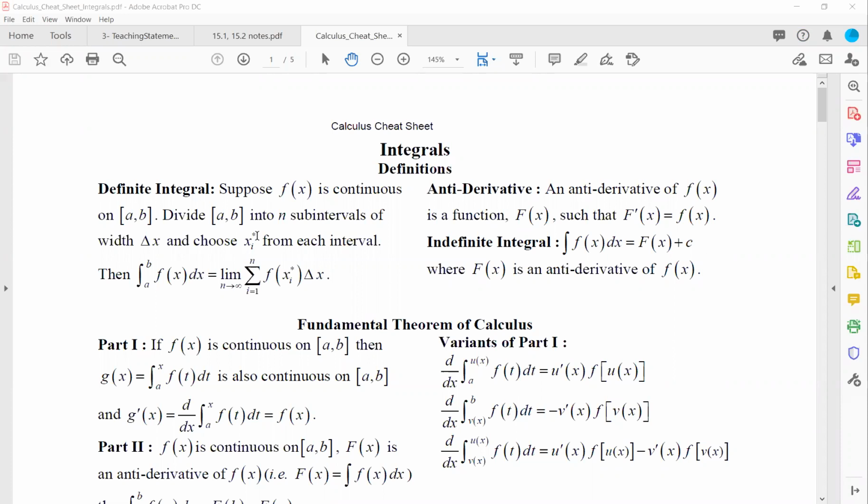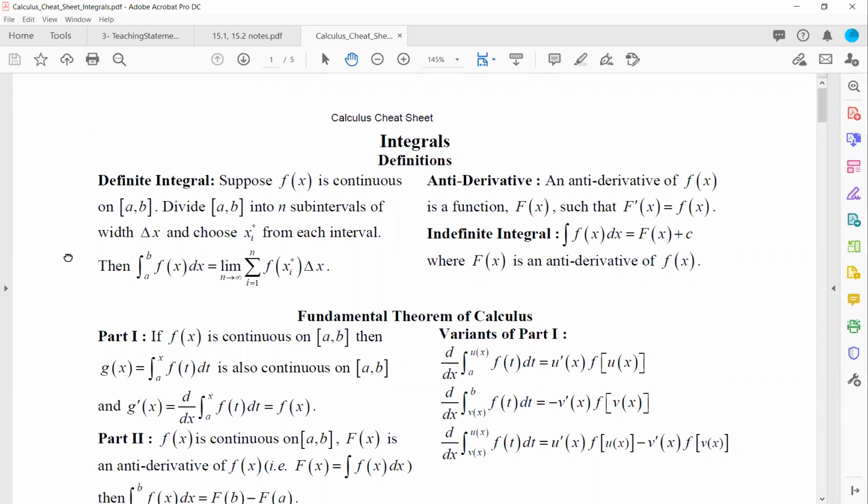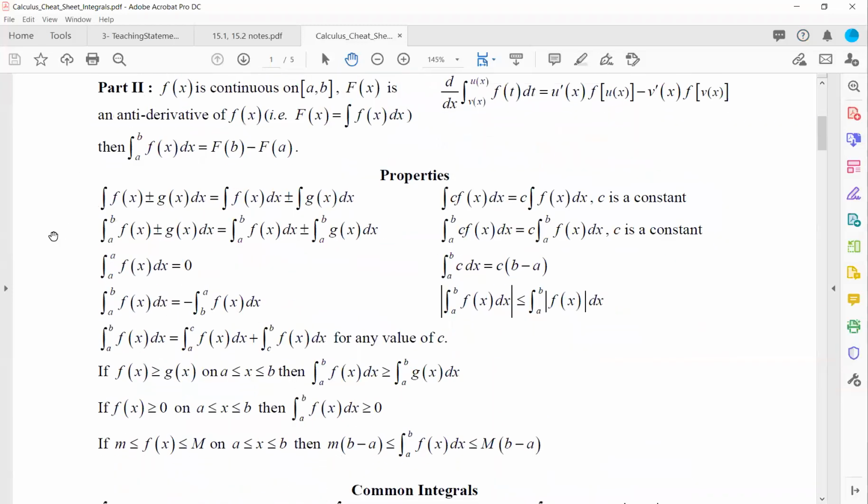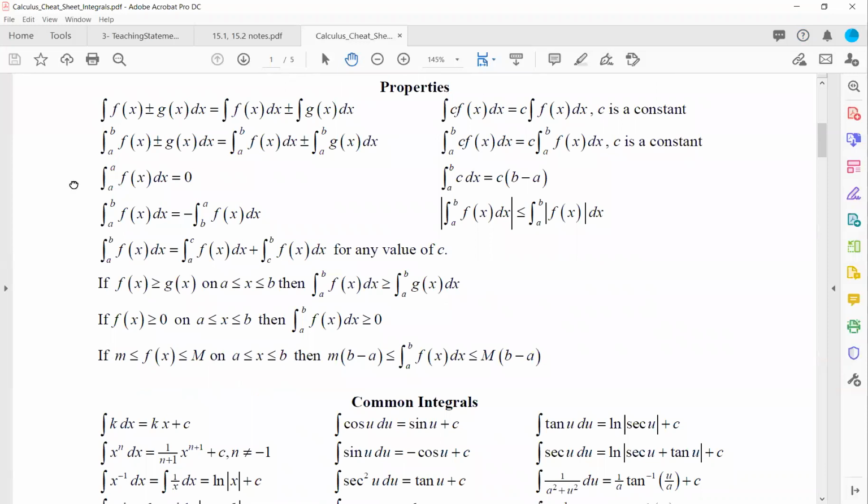If you need to review the integrals and those materials that you learned in Calculus 1B, I highly encourage you to get back to 1B, take a look at your notes, go over the examples and practice a little bit. I also posted the integrals definitions and a cheat sheet for you on Canvas, so you have access to all sorts of integrals in this class.